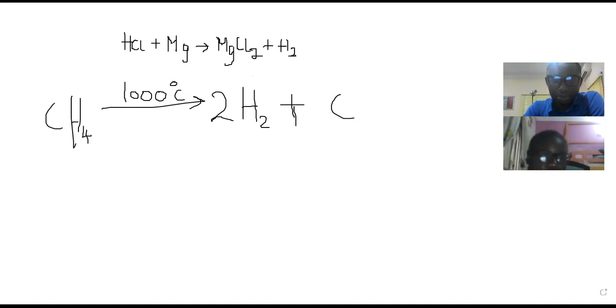So that is cracking. Remember, that's from natural gas, where hydrogen is produced. The next one is from hydrocarbons. Please write this. When a hydrocarbon, either propane or methane, is mixed with steam, it is heated to a temperature of 800 degrees Celsius in the presence of nickel catalyst.